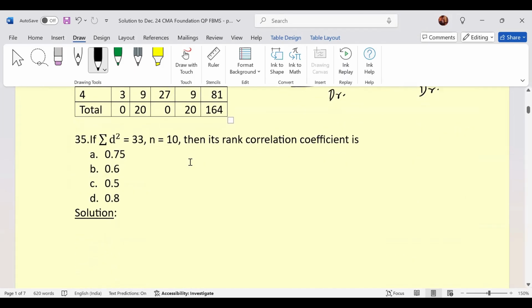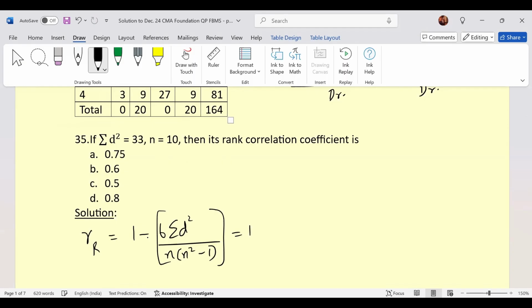Let us move on to the next. If summation d square is 33, n is 10, then its rank correlation coefficient is what? So rank correlation coefficient denoted by R suffix capital R is 1 minus 6 summation d square divided by n into n square minus 1. Substituting the values now, 6 times 33 divided by 10 into 10 square, which is 100. 100 minus 1 is 99.